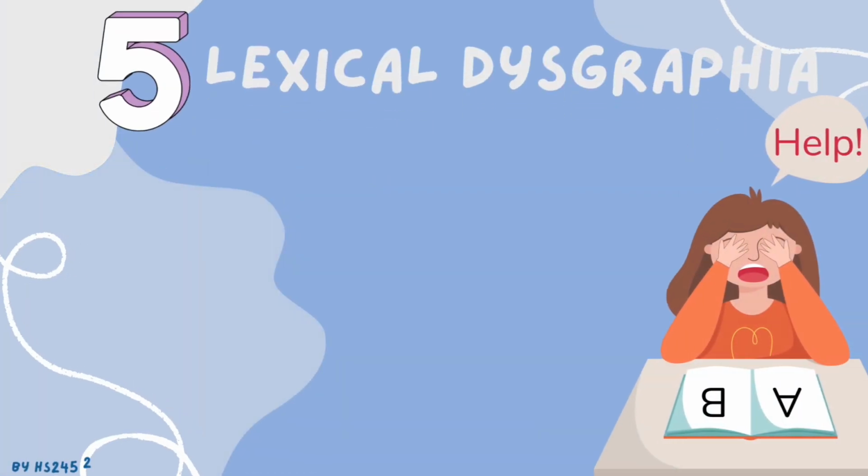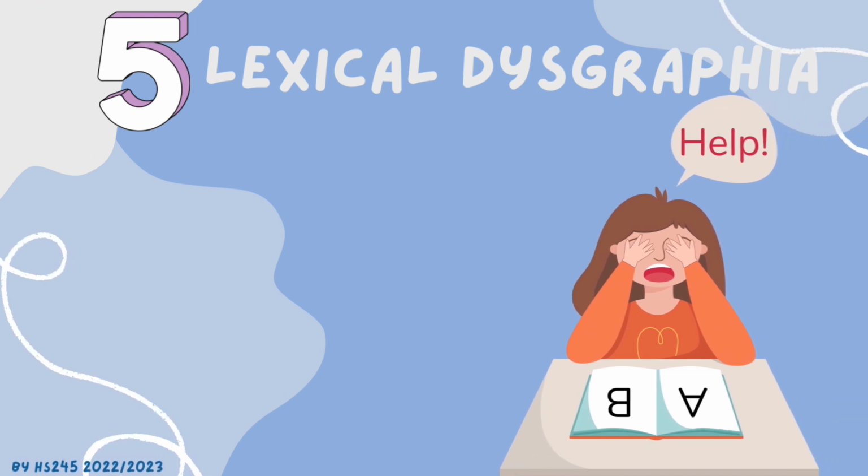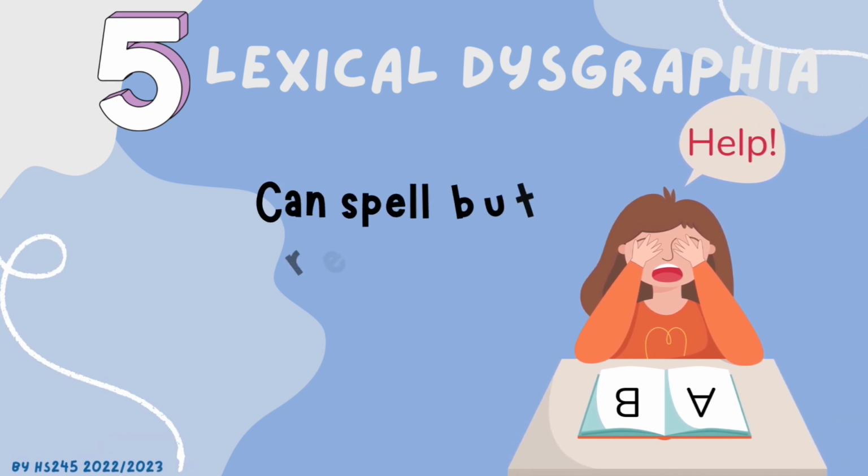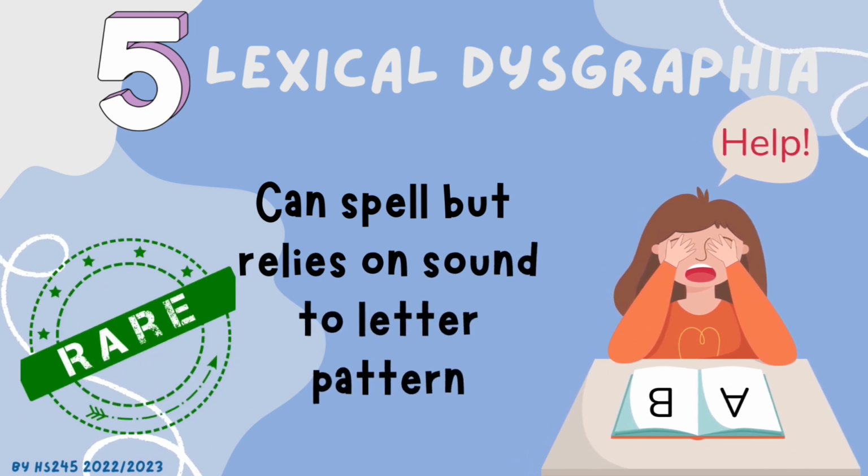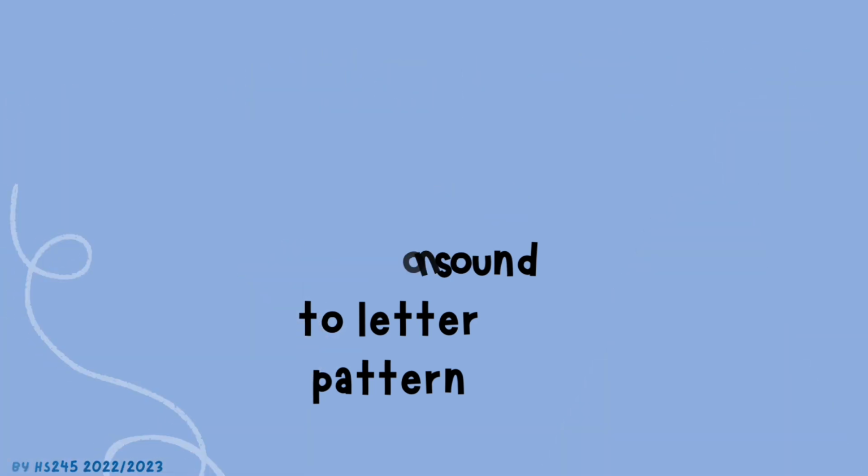The last type of dysgraphia is lexical dysgraphia. This is where the child can spell but relies on sound-to-letter patterns, with misspelling of irregular words. This type of dysgraphia is usually rare in children.